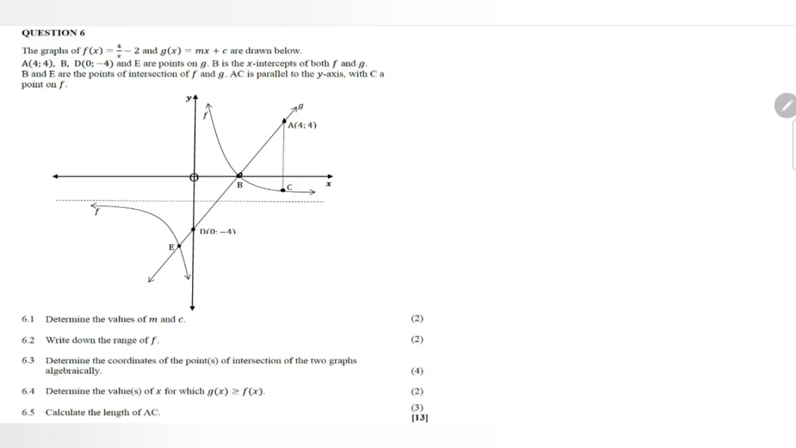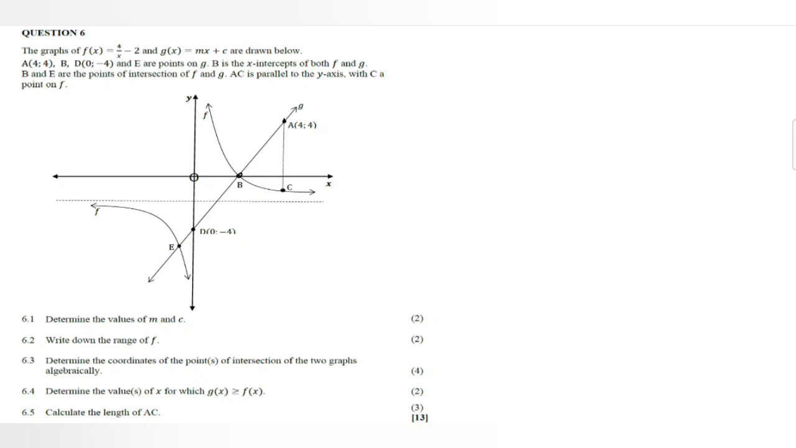And E is also a point, not given. B is the x-intercept, we talked about that. B and E are the points of intersection. We can see that B and E are the points where the straight line and hyperbola are crossing each other. At B and E, those are points of intersection.